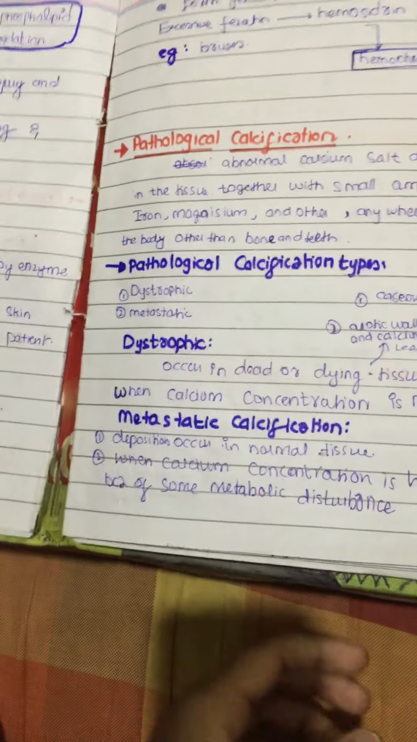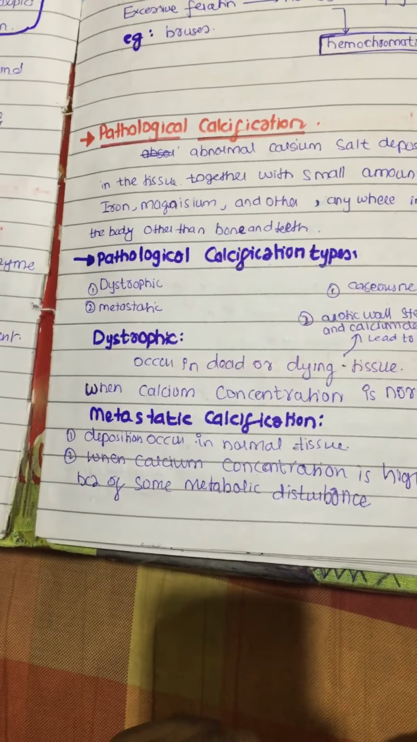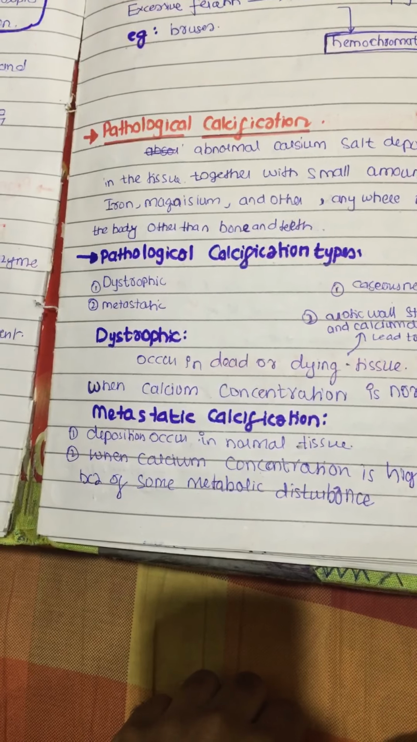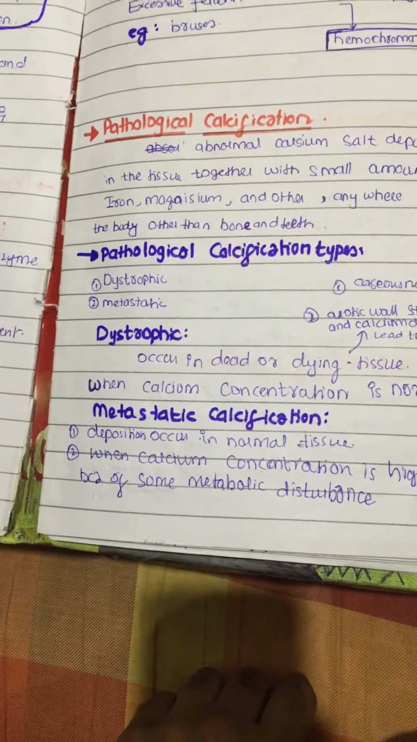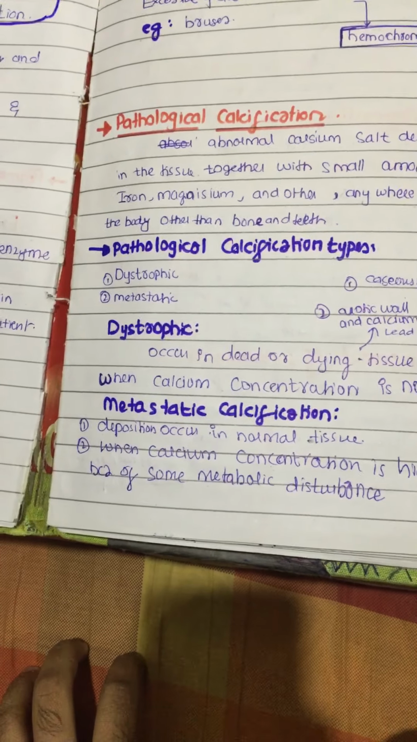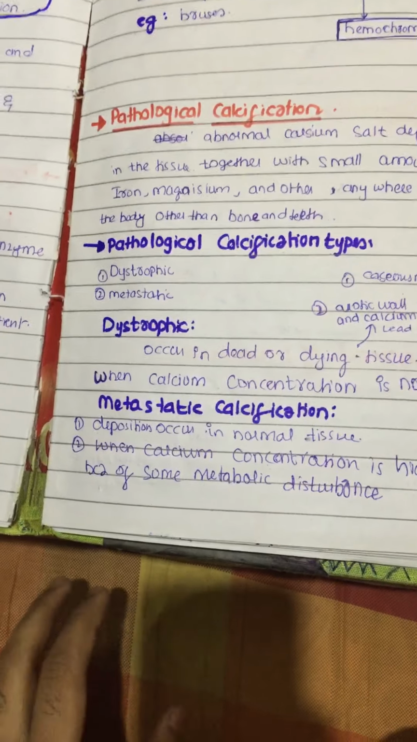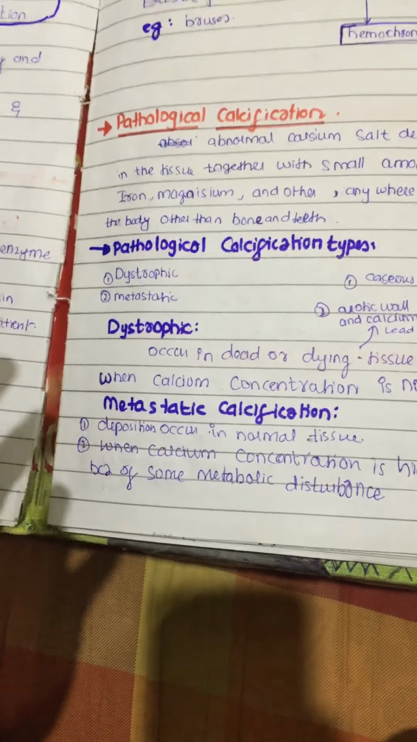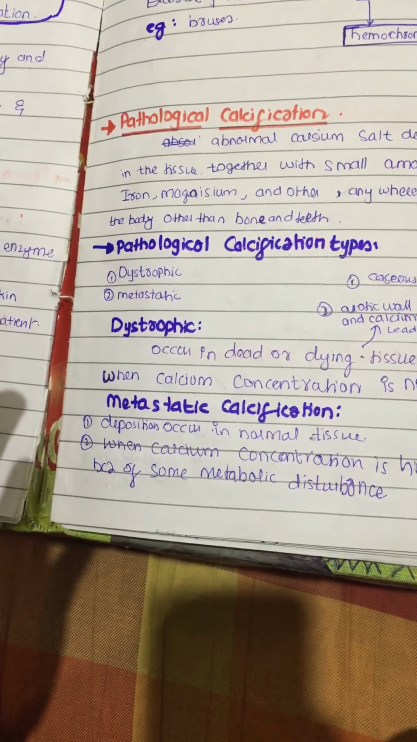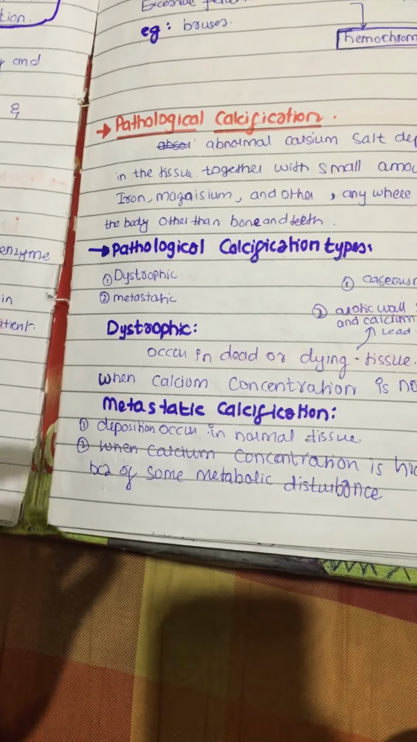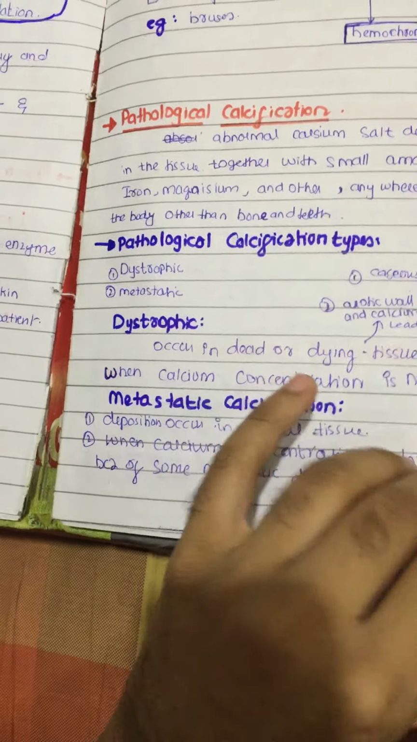And if we talk about metastatic calcification, in metastatic calcification the calcium level is increased inside the body, and it happens in normal tissues, like normal cells, because of certain reasons: either an increased level of vitamin D, an increased level of parathyroid hormone, a renal problem, or protein destruction and bone destruction.